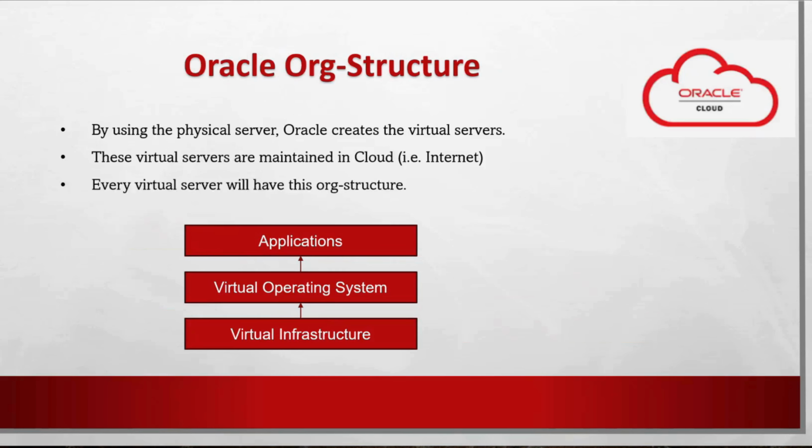Now, if you see the Oracle org structure, how it will happen is one big physical server will be there. Inside that physical server, Oracle will create various virtual servers. These virtual servers are maintained in cloud, that is internet. Every virtual server will have again the same structure like a physical server. There will be one virtual infrastructure, one virtual operating system, and under that virtual operating system, there will be applications. Clear?